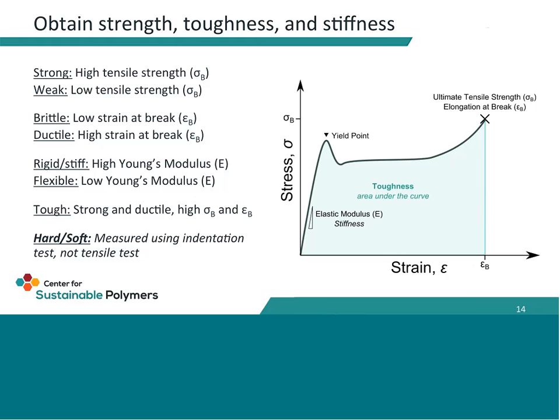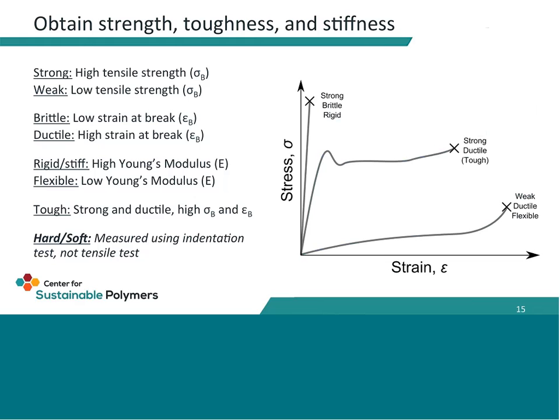One thing that we don't get from a stress-strain curve or in a tensile test is the ability to call a material hard or soft. Hardness is measured more using an indentation test and not through a tensile test. And so we're going to try our best not to use the words hard or soft for the rest of this talk.